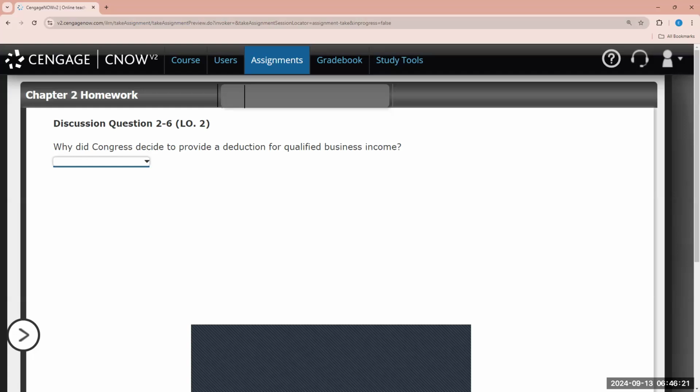So considering that, Congress decided to allow this special deduction. This QBI stands for qualified business income deduction. Some people call it QBID, QBI, same thing. So what this essentially did is that it provided a significant reduction in corporate tax rates. All corporations were taxed at a flat 21%, and qualified businesses get to claim a 20% deduction.